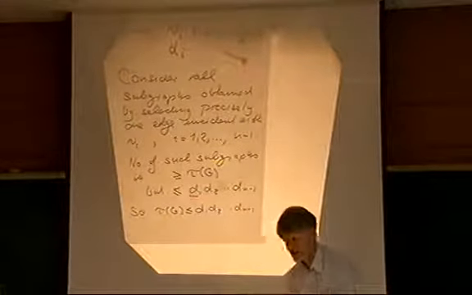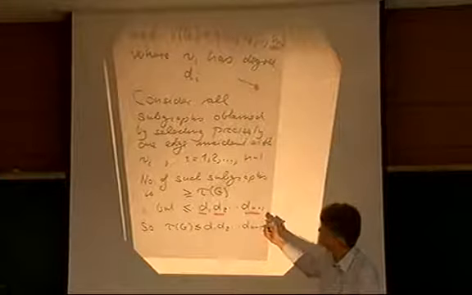Well, if you look at vertex number 1, there are d1 edges I can choose between. If you look at vertex number 2, there are d2 edges I can choose between. And for the second last vertex, there are d(n-1) edges you can choose between. So the number of choices is precisely this.